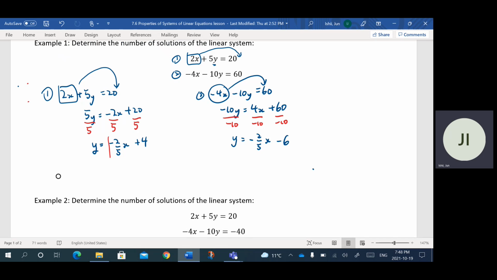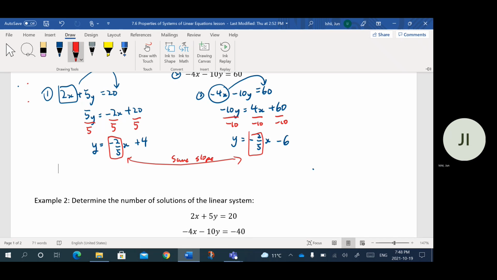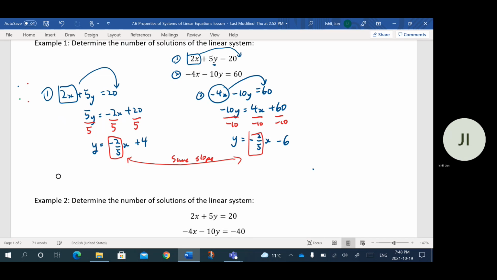Just circle that in red. What you notice here is that the slopes are the same slope. However, our y-intercepts are different.